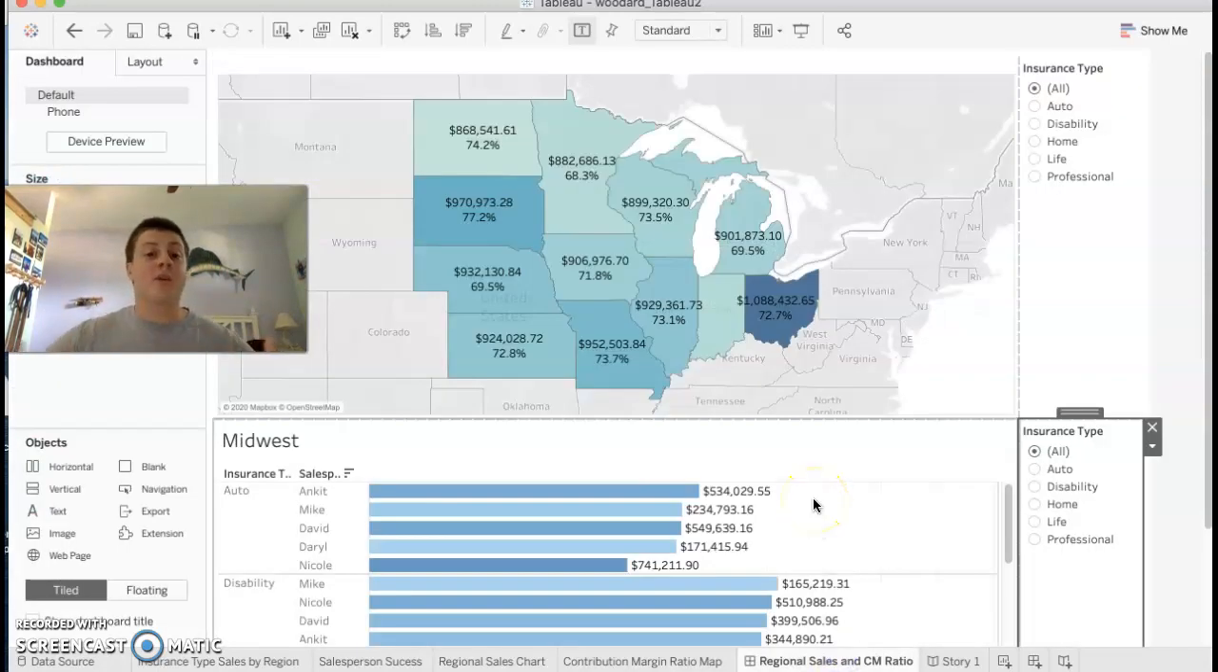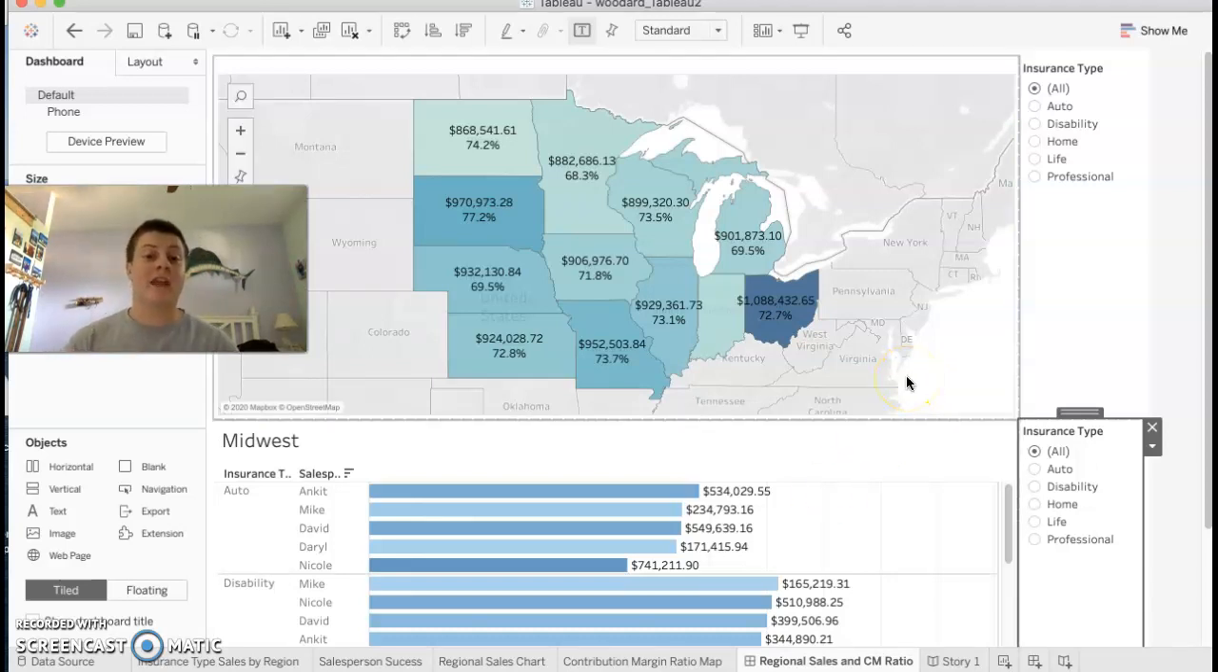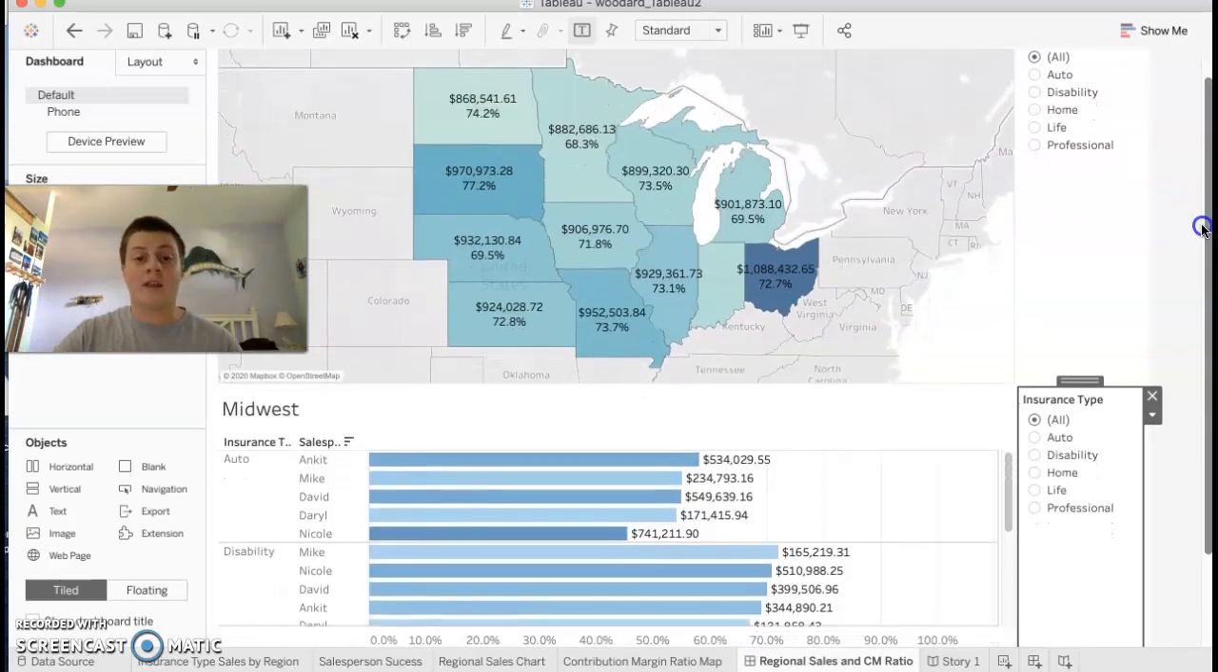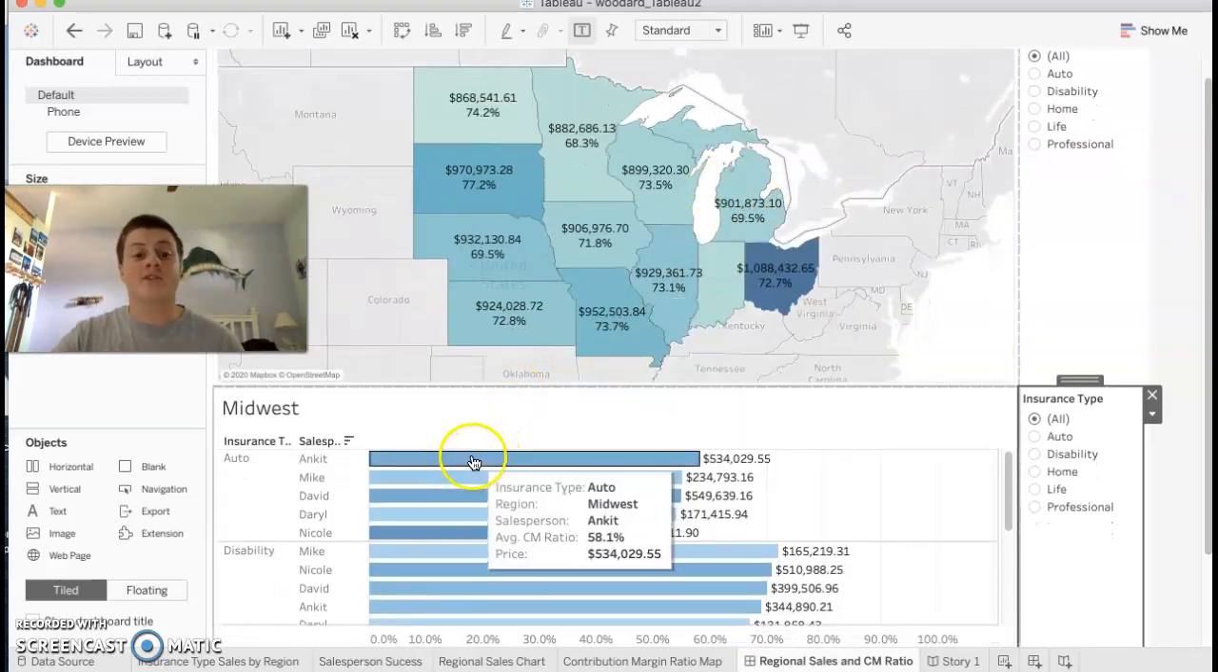And so now we're going to put these two together to get our big collective dashboard. What this dashboard does is put all the information together within the Midwest region, so we can look at not only the states, but we can also look at the salespeople.